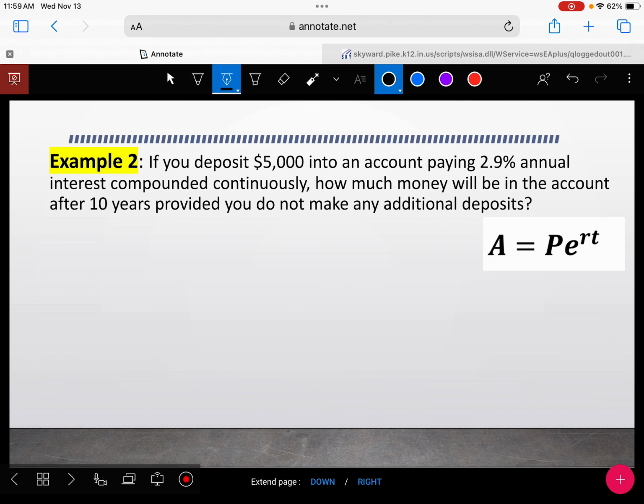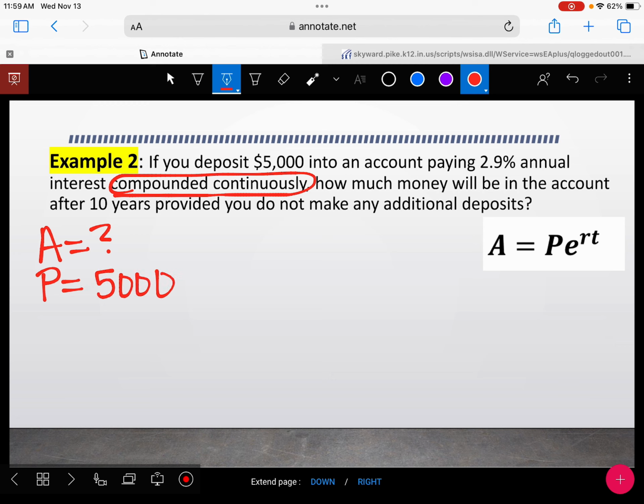It says, if you deposit $5,000 into an account that pays 2.9%, now we notice that it's compounded continuously. So now I'm using PERT. How much money will be in the account after 10 years? So again, we're trying to find A. We started off with $5,000.